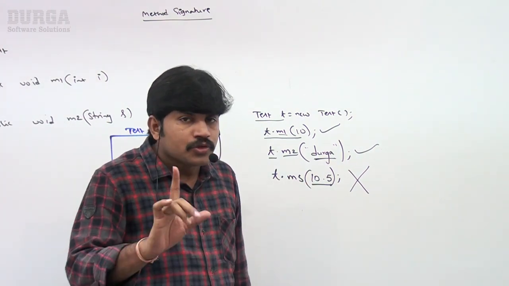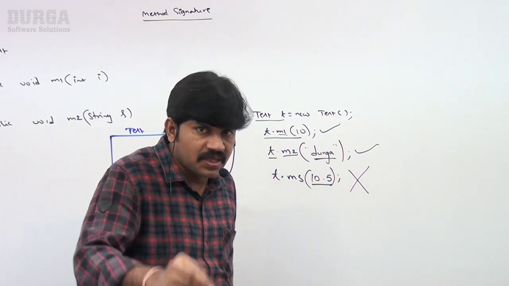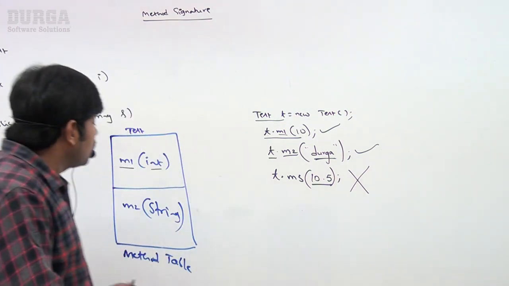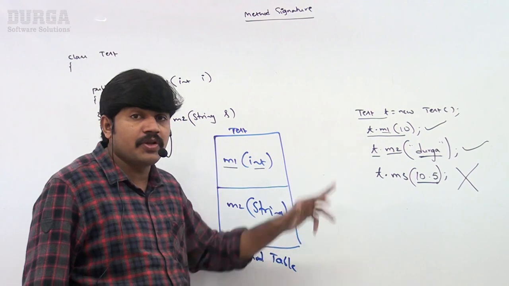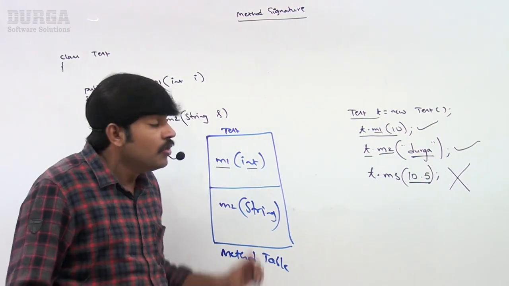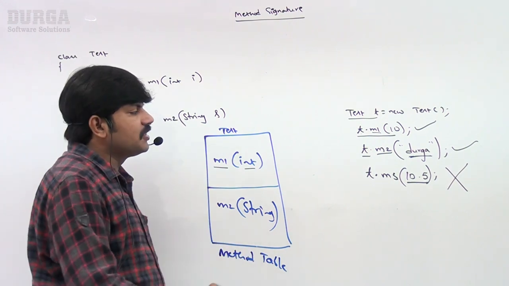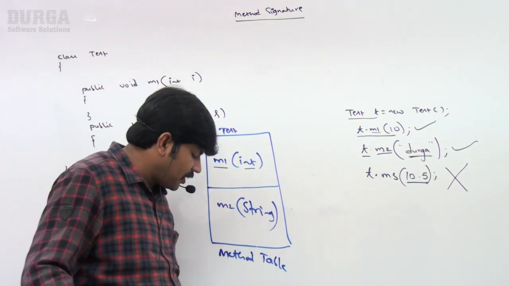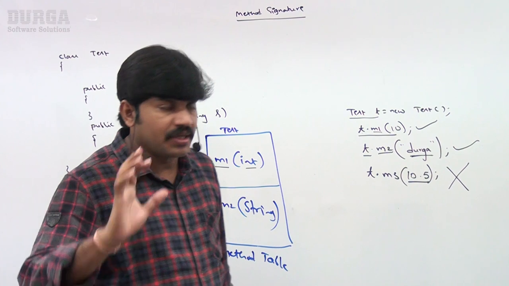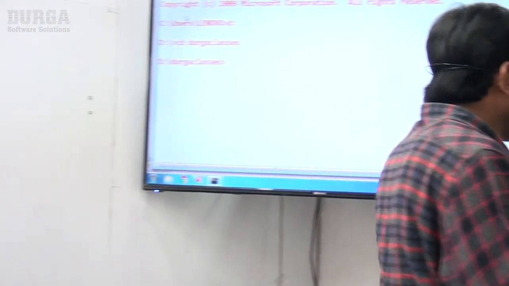So, what is a method signature? Who is going to use these method signatures? The compiler will use these method signatures while resolving method calls. Clear, right? Let me execute it to show what exact compiler error you are going to get. Observe carefully.